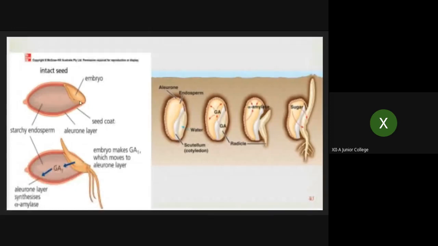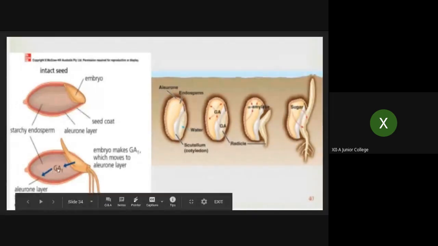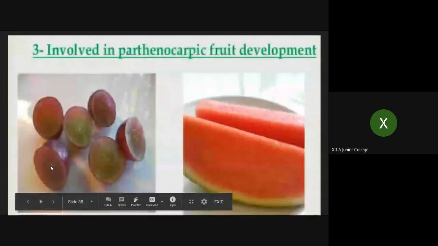Now you can see in this diagram where this is the intact seed, this is the embryo, and this is the endosperm, which is starchy endosperm, and this is the aleurone layer. And now gibberellic acid is applied, which moves to the aleurone layer, and then it breaks the seed dormancy. That means the embryo gets nutrition from the endosperm, that conversion of these proteins and carbohydrates takes place into simple amino acids and sugars.